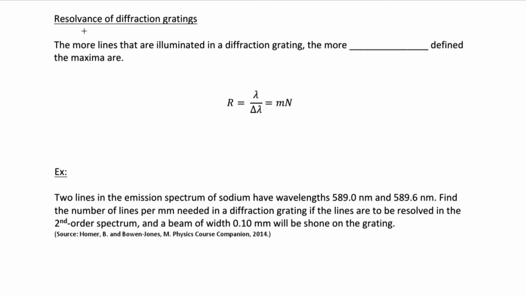One last thing to look at here, and that's the resolvance of diffraction gratings. We've seen that the more lines you illuminate in a diffraction grating, the more sharply defined are the maxima that you get. So there's a measure called the resolvance, which we give capital R, and it's a unitless measure that tells us how well a given diffraction grating is able to separate out wavelengths of light that are close together. Lambda here is the wavelength of light that we're looking at, and delta lambda is the smallest difference in wavelength that we can tell apart.